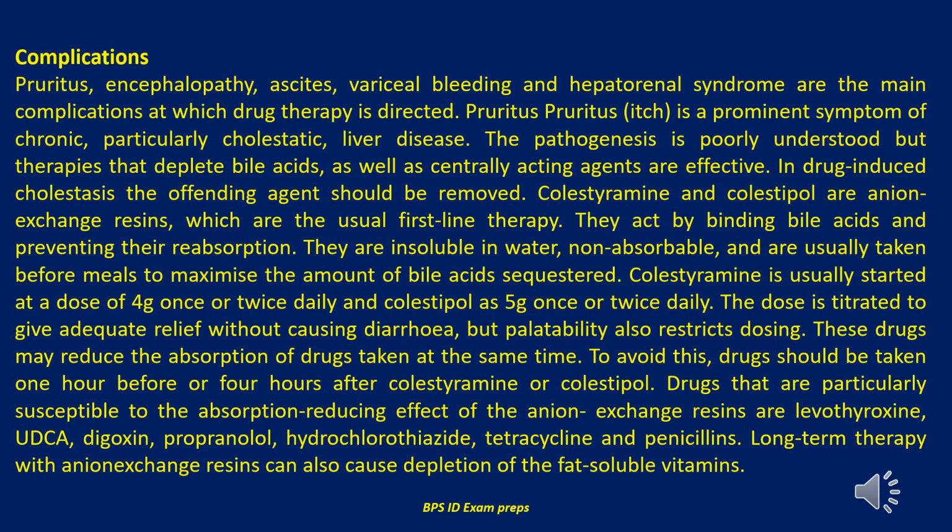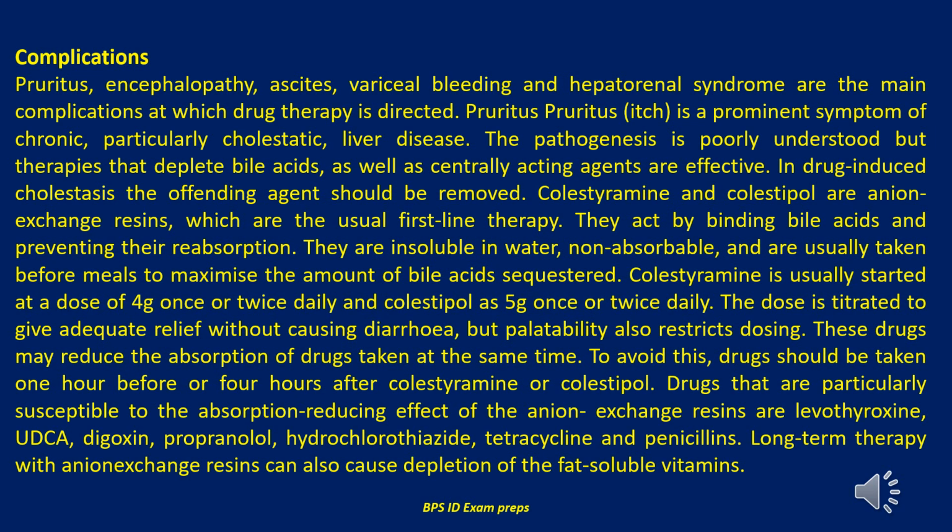Pruritus, encephalopathy, ascites, variceal bleeding and hepatorenal syndrome are the main complications at which drug therapy is directed. Let's begin with pruritus. Pruritus, that is, itch, is a prominent symptom of chronic, particularly cholestatic, liver disease. The pathogenesis is poorly understood, but therapies that deplete bile acids, as well as centrally acting agents, are effective. In drug-induced cholestasis, the offending agent should be removed.